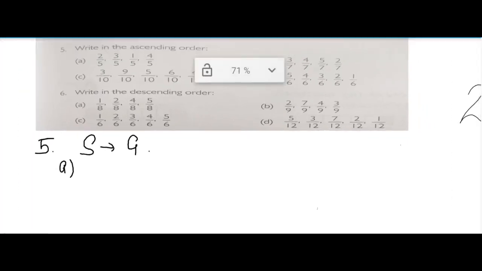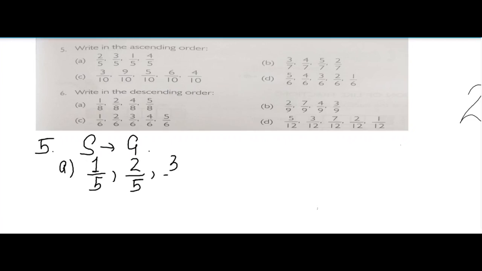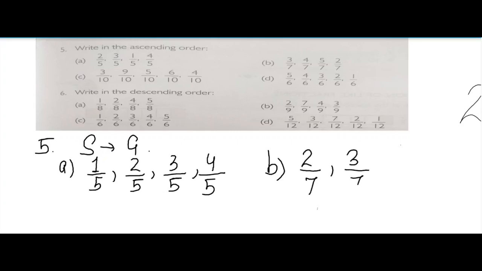So out of 2 by 5, 3 by 5, the smallest is 1 by 5. So you will write 1 by 5 first. Then after that 2 by 5. Then after that 3 by 5. Then after that 4 by 5. Okay. So number B. The smallest fraction you can see is 2 by 7. After that 3 by 7. After that 4 by 7. After that 5 by 7. So children, in the same manner, from the smallest numerator to the greatest numerator, you can do C and D.